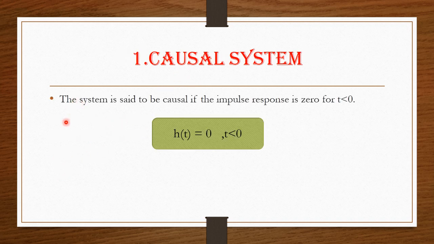First, the causal system. The system is said to be causal if the impulse response is 0 for t less than 0. Already we have seen the causal system in the classification of systems. The same meaning applies here also, but here it is applied to the impulse response of the system. That means the impulse response is equal to 0 for t less than 0. For negative t values, the impulse response is equal to 0.